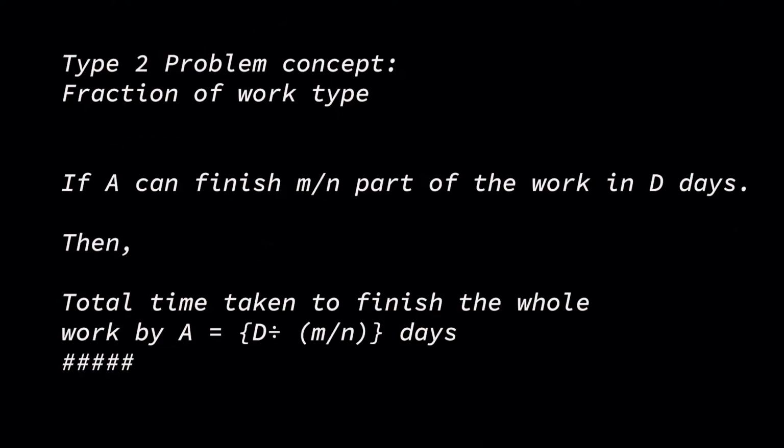So simple, like if A is doing M upon N part of work in D days, so in total how many days will A finish? D upon M by N. So let's understand the concept. If A can finish M upon N part of work in D days, then total time taken to finish the whole work by A is equal to D divided by M upon N days. So if you use this simple formula, D divided by M upon N days, we can easily find out the total time A will alone take to finish the work.